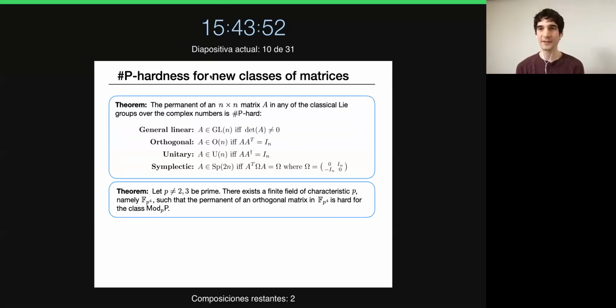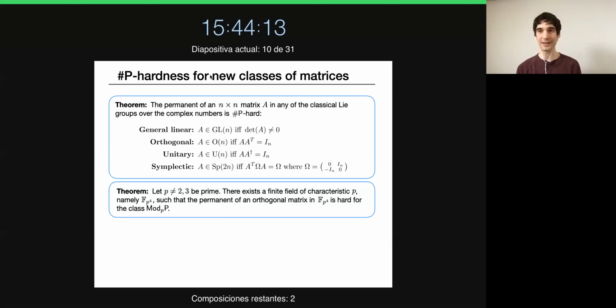But before I do that, I want to mention that these theorems over the complex numbers can actually be extended to theorems about finite fields, which is kind of interesting. Let p be some prime characteristic not equal to 2 or 3. Then there exists a finite field of that characteristic such that computing the permanent of an orthogonal matrix over that field is hard for the class Mod_p P.